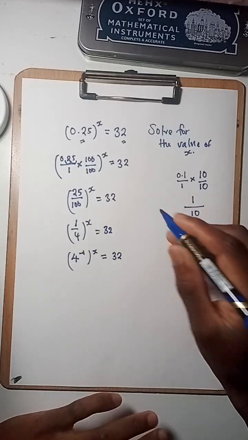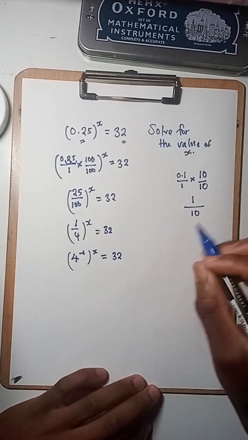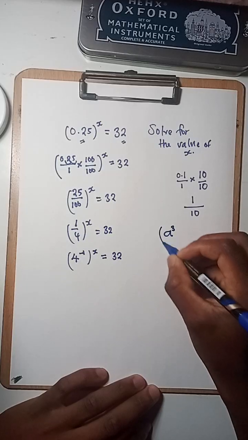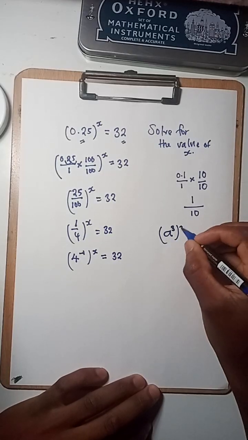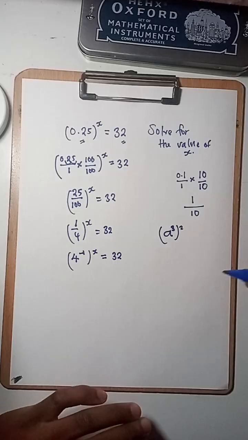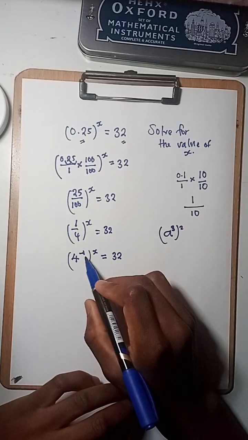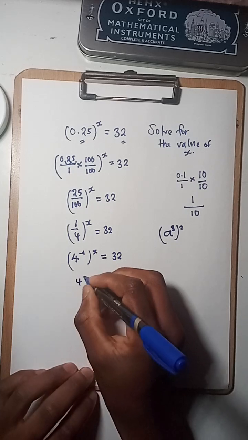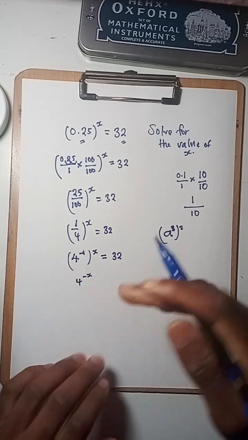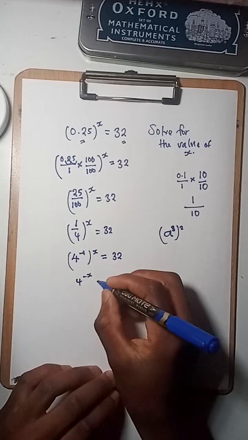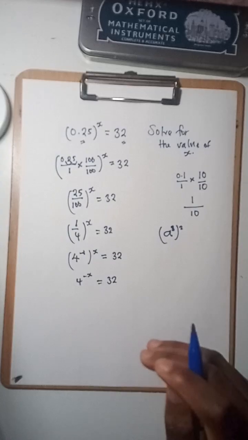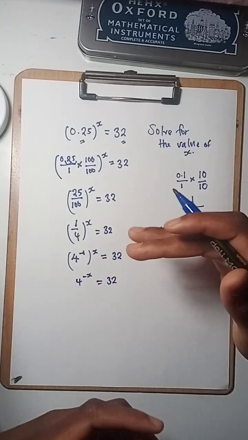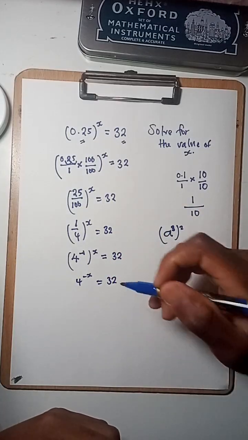Now, when you have a base with a power, say 3, and then you have another power, which is 2, you can simply multiply the powers. So here, this is a power, this is a power, just multiply them, and we have 4 to the power negative x. Negative 1 times x will give us negative x equals 32. Now we have whole numbers only as our bases, so it becomes even easier.